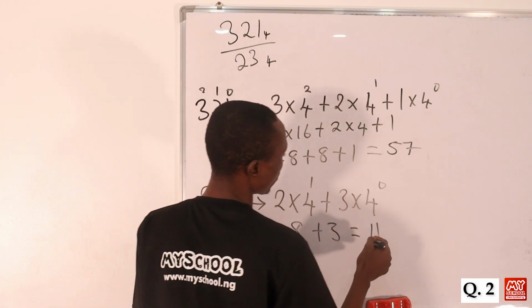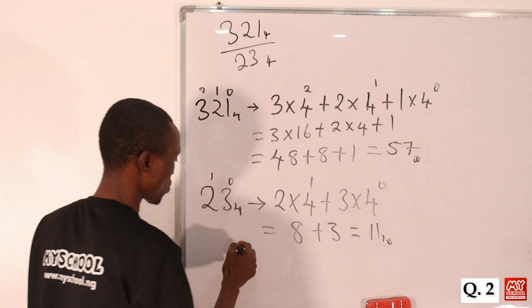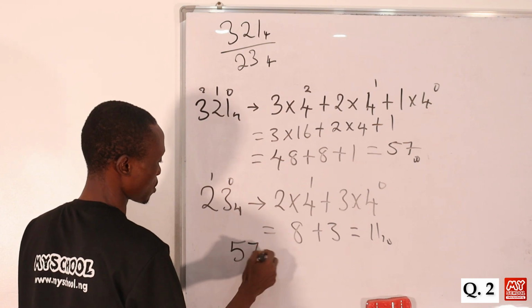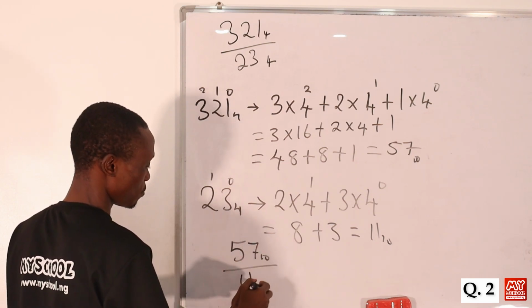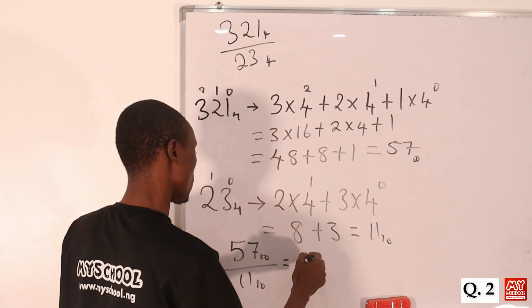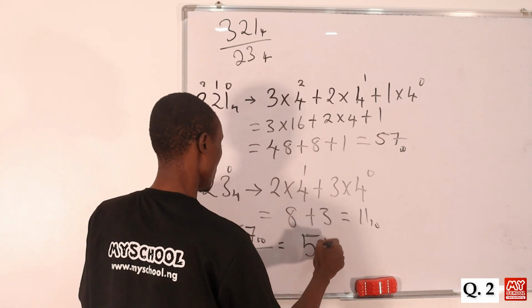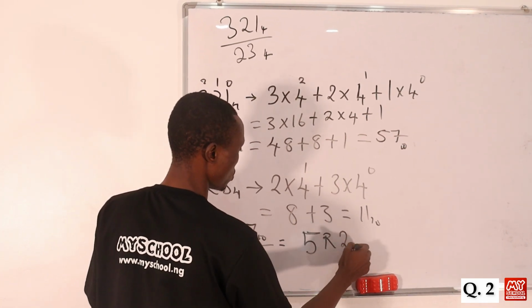Okay, so now remember these are all in base 10. So let's divide in base 10. And so we now have 57 in base 10 divided by 11 in base 10. Okay, so if we divide, definitely we are going to have 55. So it's going to be 5, then remainder 2. So this 2 is in base 10.